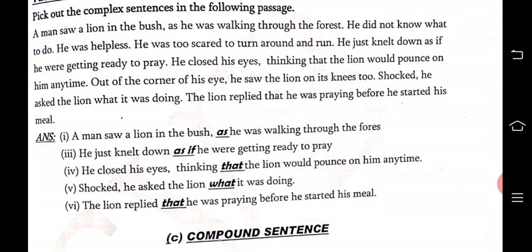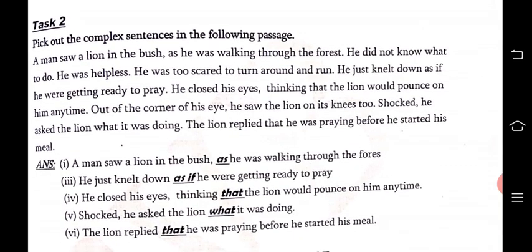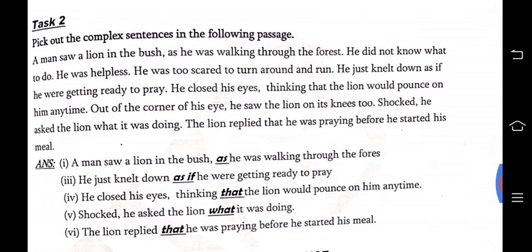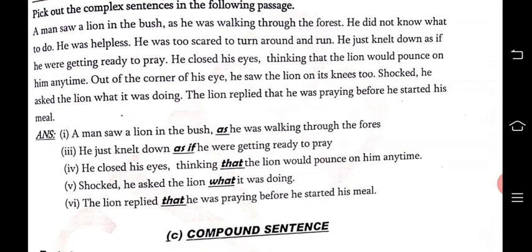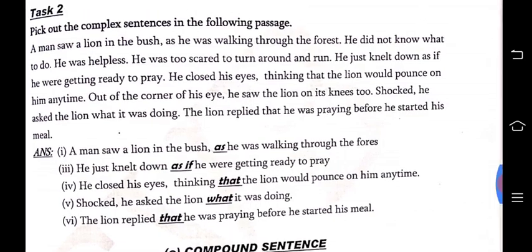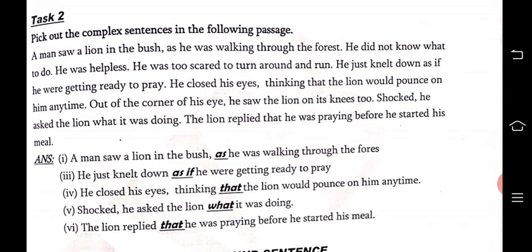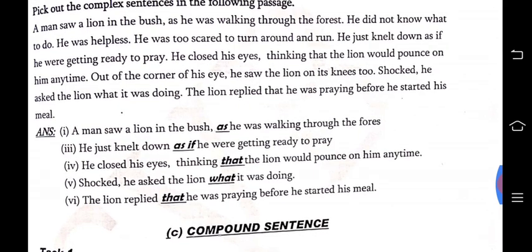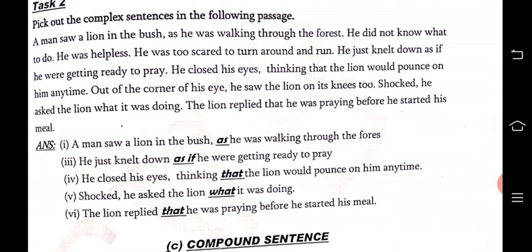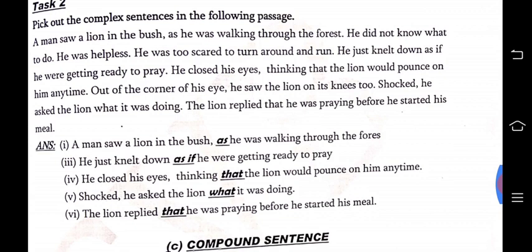So again, complex sentences: "as if". I told you the coordinate conjunctions are remembered as FANBOYS, and subordinate conjunctions are remembered as "Abhi loves stove." Okay, so he just knelt down as if he were getting ready to pray, and then he closed his eyes, thinking that the lion would pounce on him anytime. So that is a subordinate conjunction.